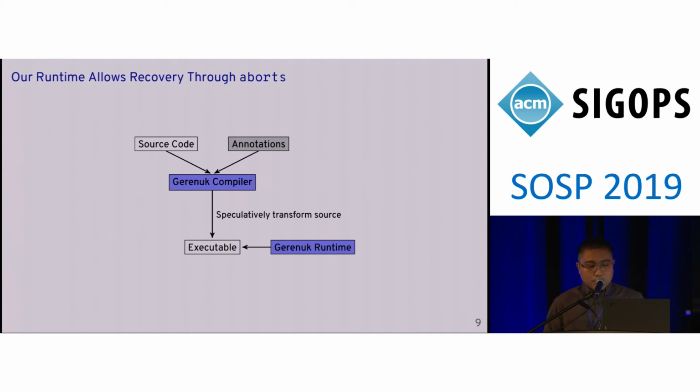So recall that Gerenuk contains both a compiler and a runtime. This byte inlining transformation I've described so far is all done in our compiler. We also have a runtime which enables recovery that we call aborts. I'll describe why we need these aborts later, but first let me describe what they do.